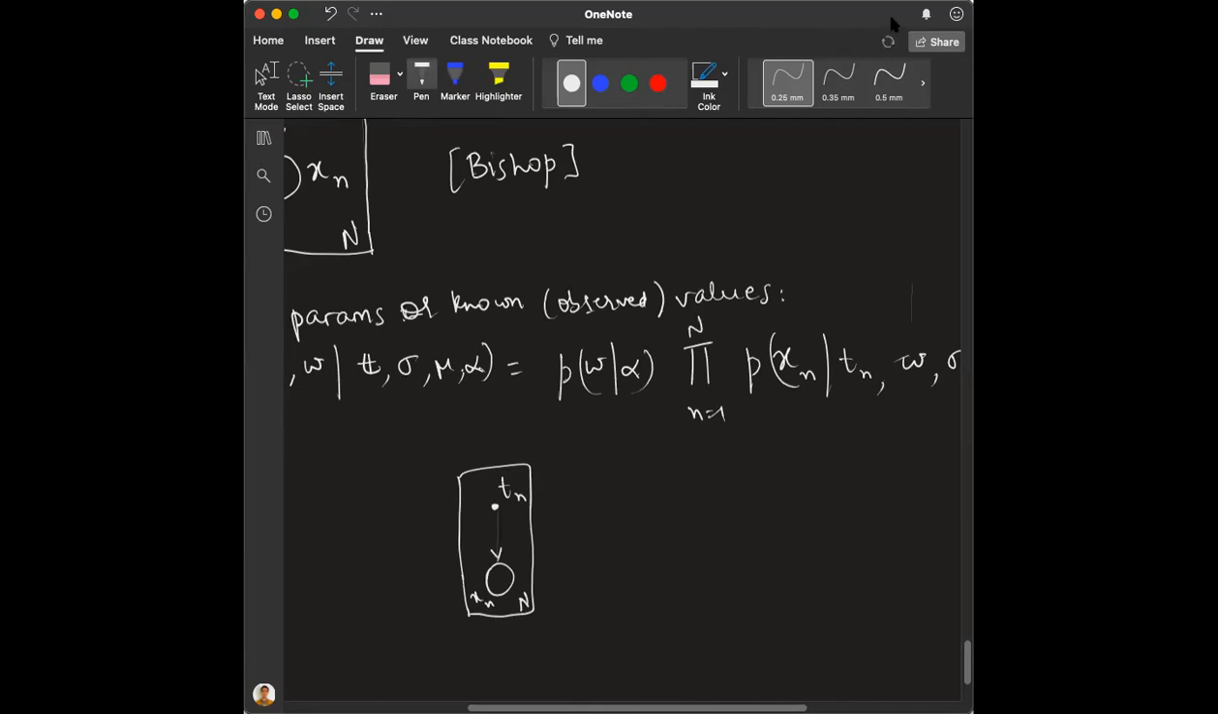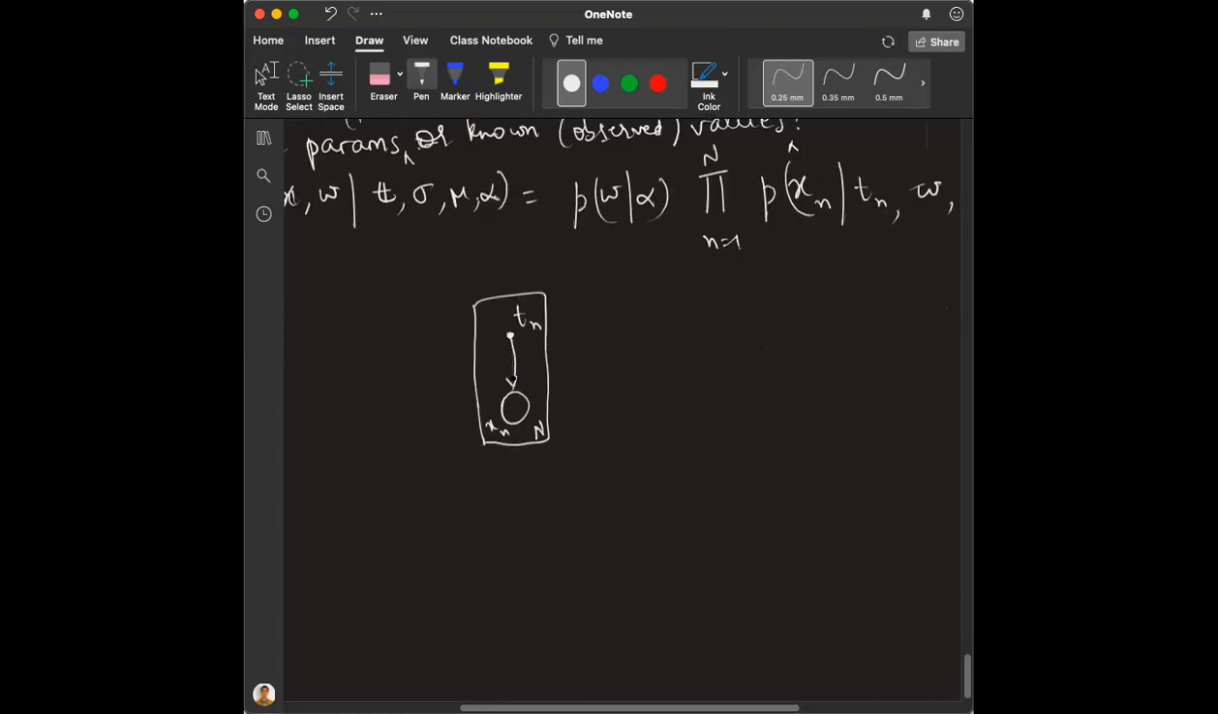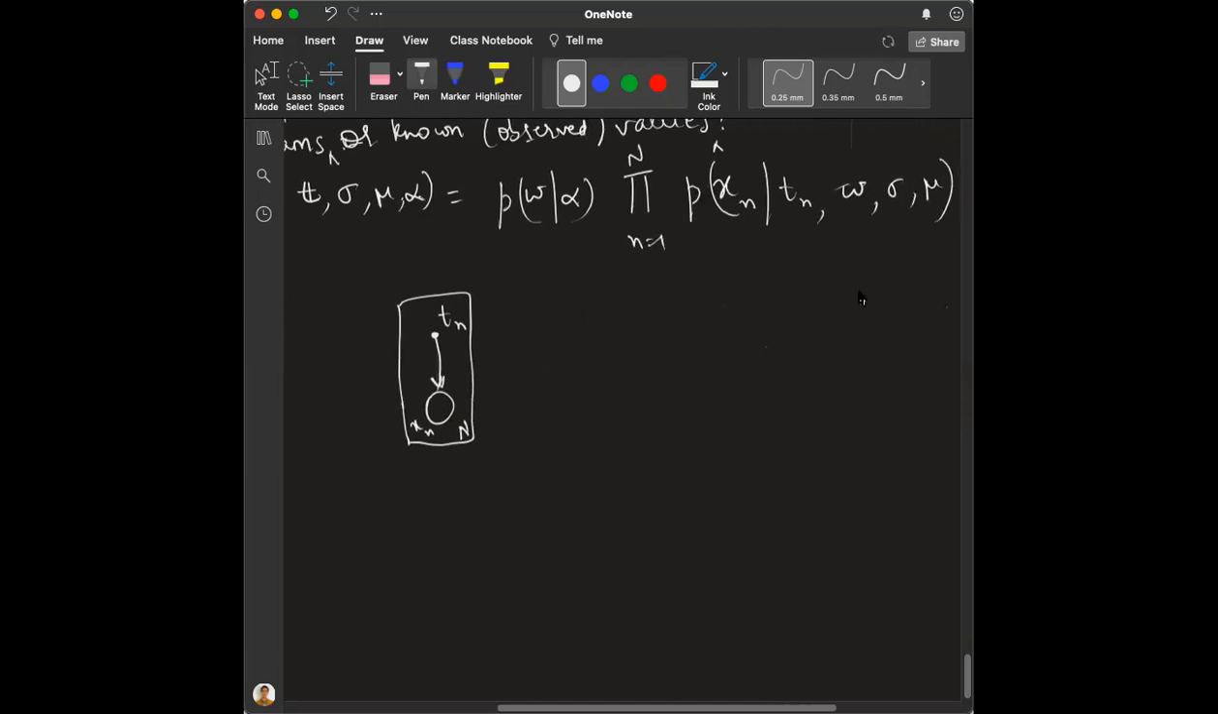Okay, so there is a question, what is T? T is an observed value, and these parameters are like mu, sigma, alpha, etc. All right, so T are the observed values, T of n. And then my x of n depends on T of n and W. And for W, there is no iteration, so it is outside, and it is also a random variable.